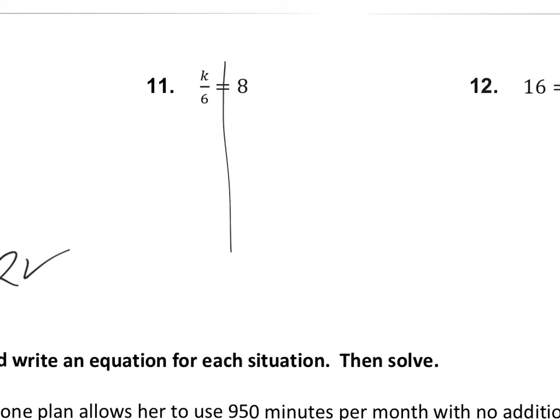Okay, the next one, what do you think we're going to do here? Multiply or divide? Good, we're going to multiply. So both sides we're going to do times 6. So we have k equals 8 times 6 is 48. Double checking this. 48 over 6. 48 divided by 6 is 8. So good, we got it.